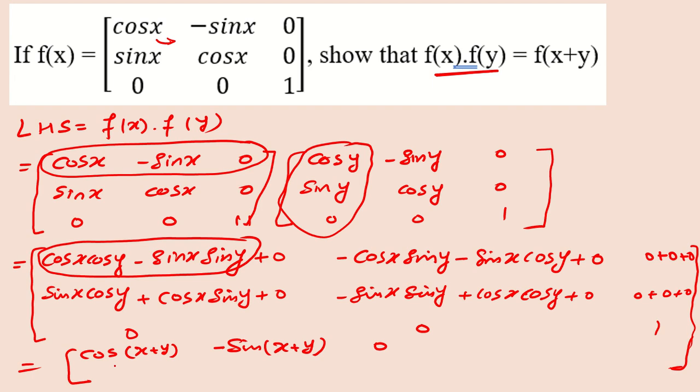And it will be 0. Then again down is also the identity. So this is sin of x plus y. Second will be cos x cos y minus sin x sin y. So this is the identity of cos of x plus y. It will be 0. Third row is 0, 0, 1.